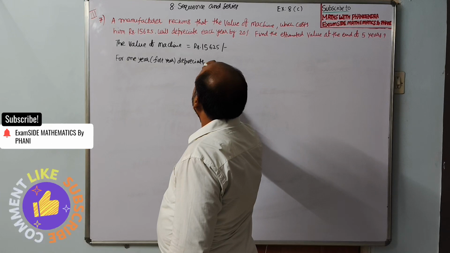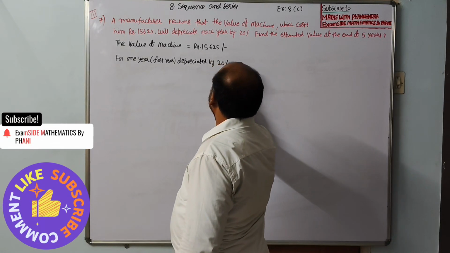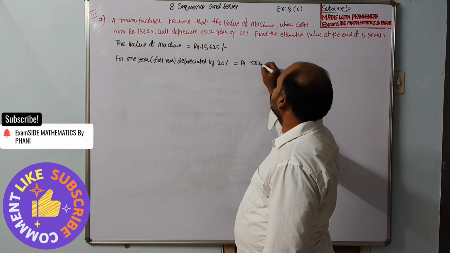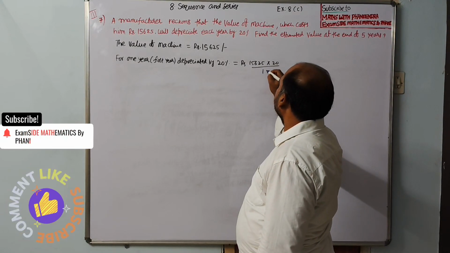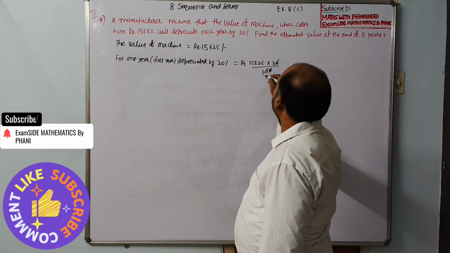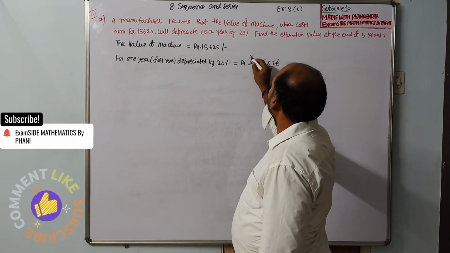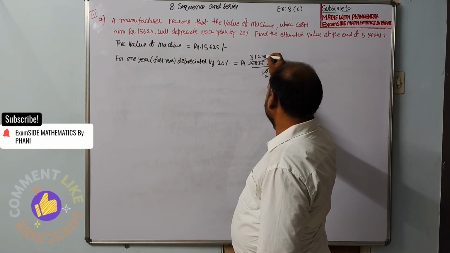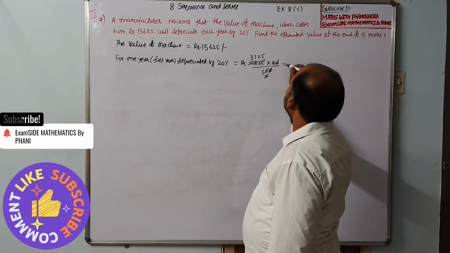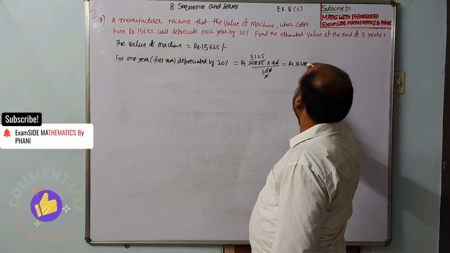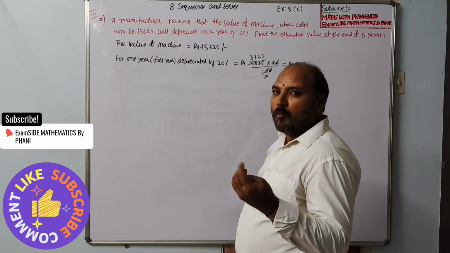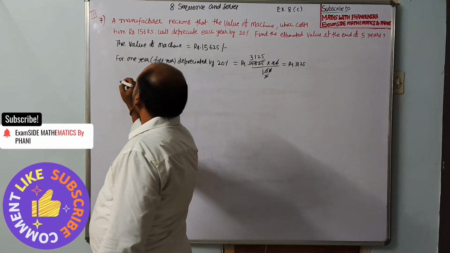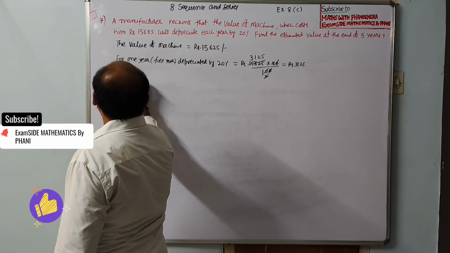So what is the percentage rate? 15,625 into 20 by 100. Okay, dear students. So that is rupees 3,125. So for every year, how much is it going to reduce? 15,625 minus this one.